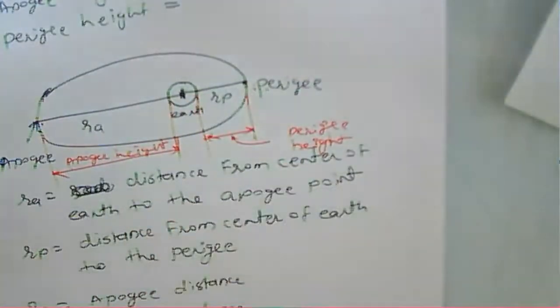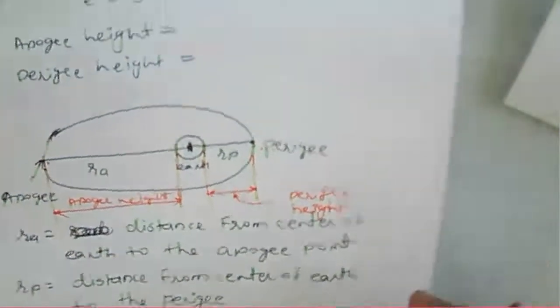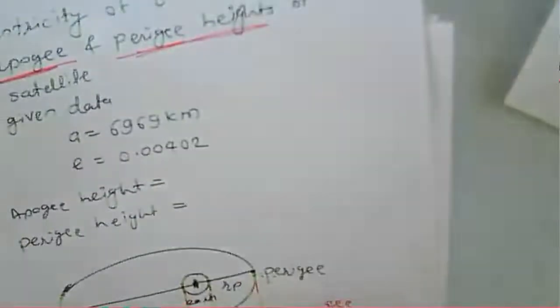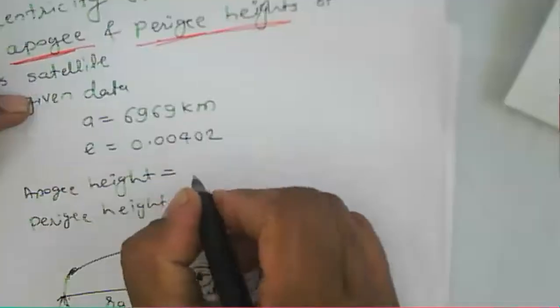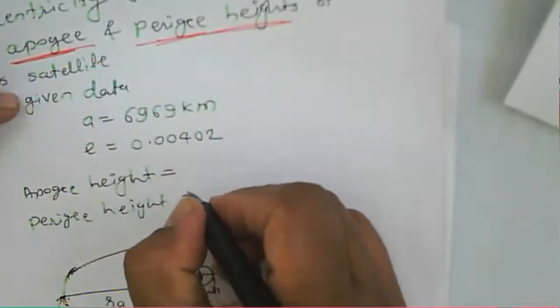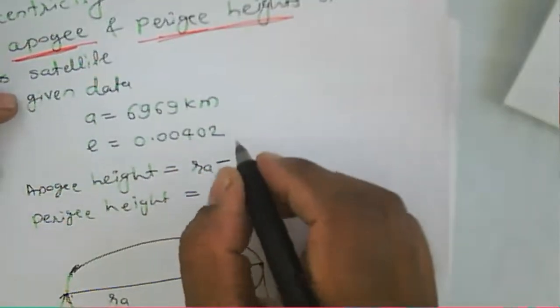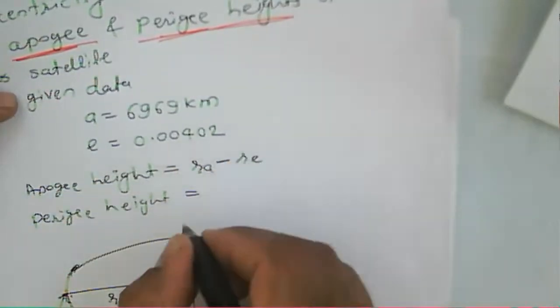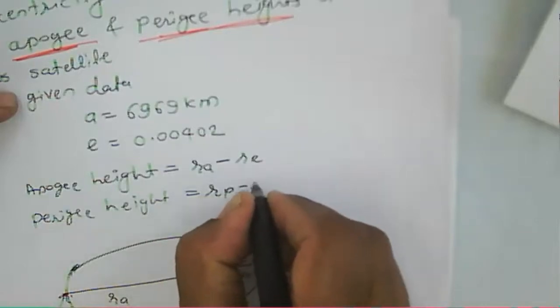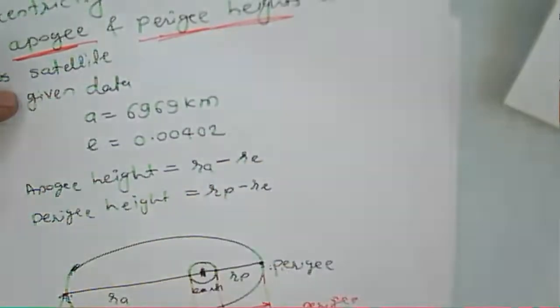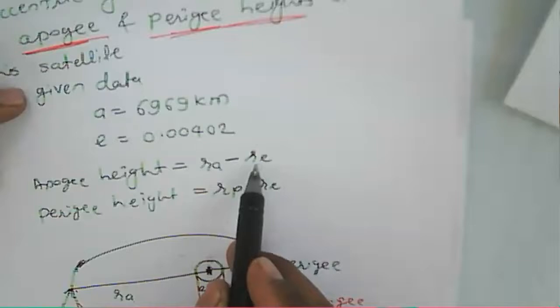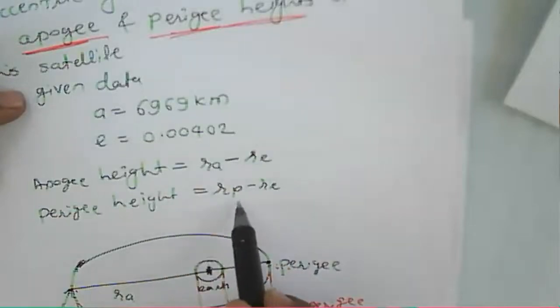Okay, this is what we have to calculate. So to obtain that, we need to calculate what RA and RP will be. Apogee height is nothing but what? A distance from what? From the surface. So that's why we need to subtract the radius of the earth. Apogee height is nothing but RA minus RE. Perigee height is nothing but RP minus RE.